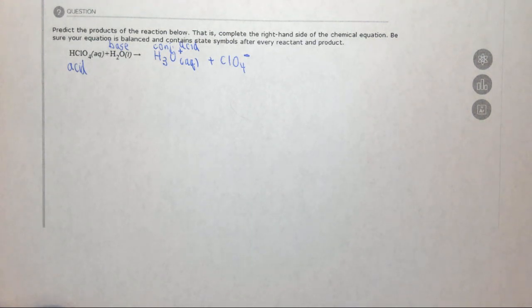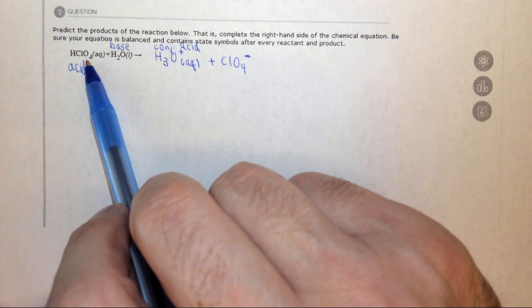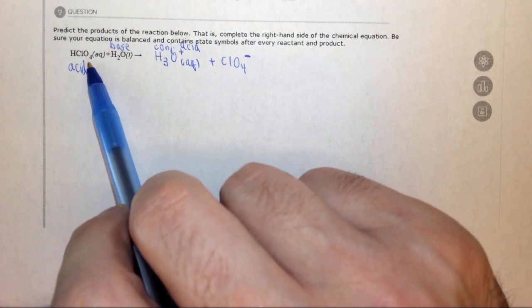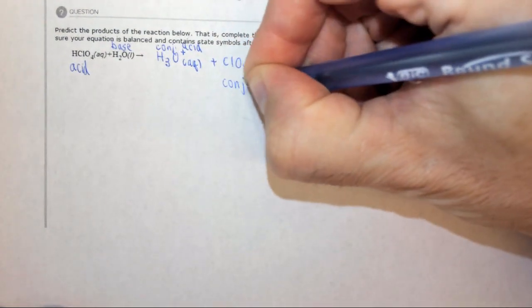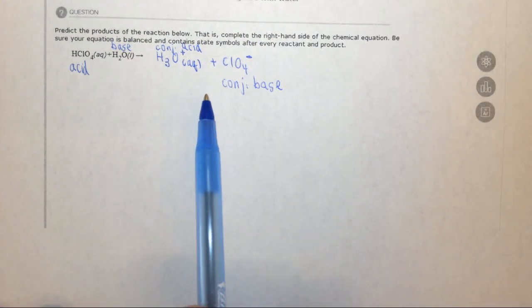In this case, water is a base. H3O+ is the conjugate acid of water as a base. In this case, perchloric acid is an acid, and perchlorate here is the conjugate base. And this leads us to conjugate acid-base pairs.